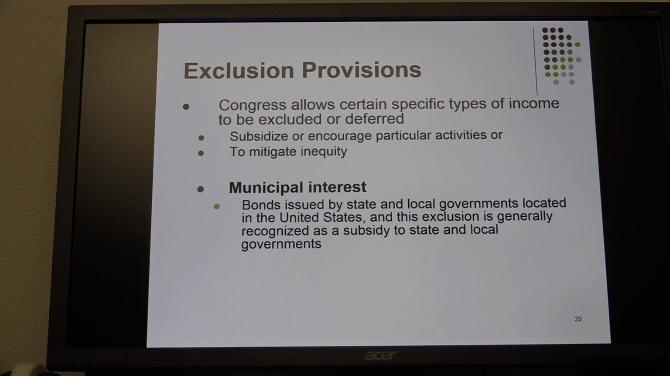Now, we have several exclusions of types of income, and these exclusions are meant to subsidize and in some instances encourage particular activities or to mitigate certain inequities. So we talked about this before. Interest on municipal bonds is non-taxable. It is excluded from income.